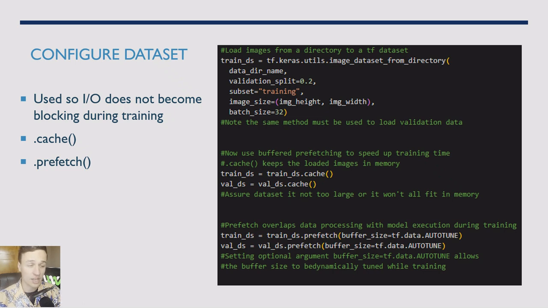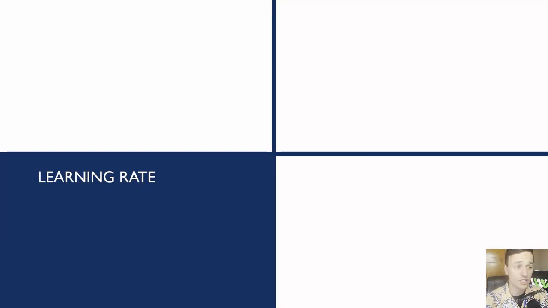The other helpful function, .prefetch, allows the data processing to be overlapped with model execution while training the model. One useful optional parameter you can pass this method is the buffer size, which represents the maximum number of elements that will be buffered when prefetching. It is recommended that you pass this argument tf.data.AUTOTUNE, as it allows the buffer to be dynamically tuned while training. These important steps of configuring your data can be used along with all of the other techniques described in this video and are essential to have in your toolkit, as they can help achieve peak training performance through building an effective input pipeline.